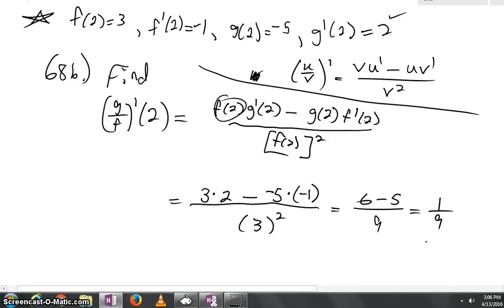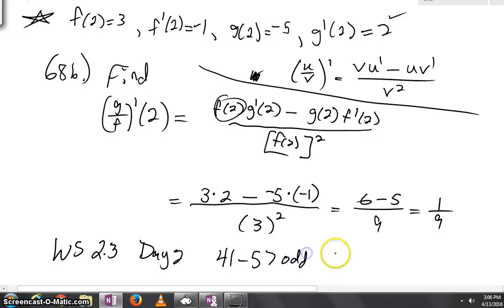The mechanics of taking the derivative, the algebra of cleaning it up, are absent here, aren't they? It's ultimately saying, do you know the pattern? And can you work it out? So, worksheet 2.3, day 2, we're going to do 41 through 57 odd and number 67. By the way, 67 is this new type of a problem.